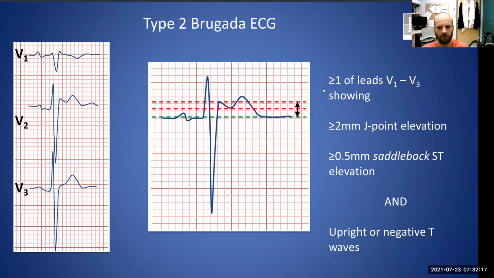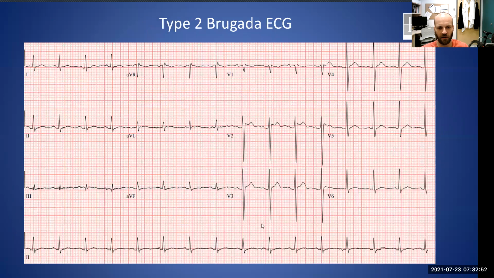So here, to be fully diagnostic of a type 2 pattern, the J point, again, needs to be 2 millimeters up, but the ST segment itself only needs to be at least 0.5 millimeter up. So here, in this case, we're 2 millimeters up for the J point, and we're about 1.5 millimeters up for the ST segment itself. Okay, and the T waves can be upright or they can be negative, but it's this scooped pattern here, this saddleback pattern that you get in the ST segments. Okay. So that's a type 2 Brugada ECG, and this is what it looks like on a 12 lead.